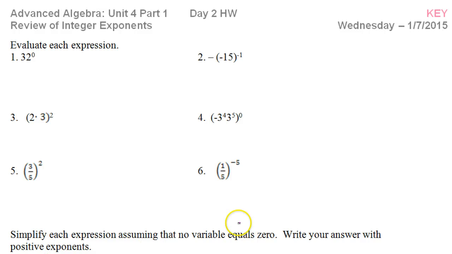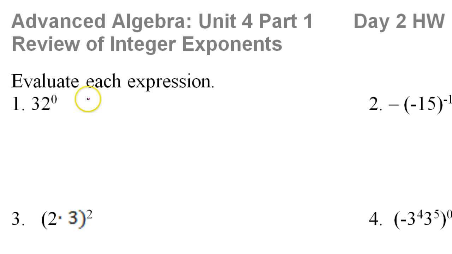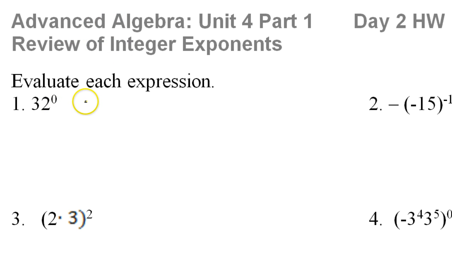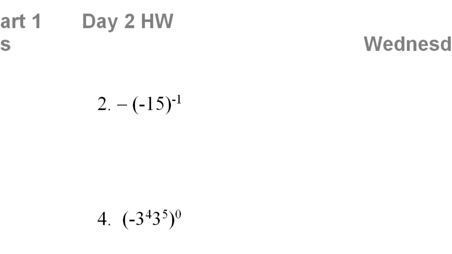In this lesson, we will practice simplifying expressions with exponents, some of which will have negative values. Anything to the 0 power is equal to 1. So, what's out? Number 2.